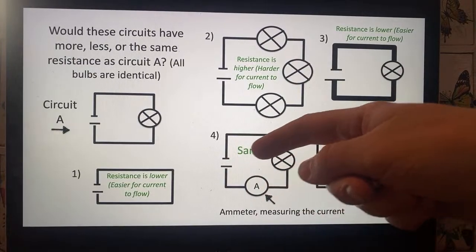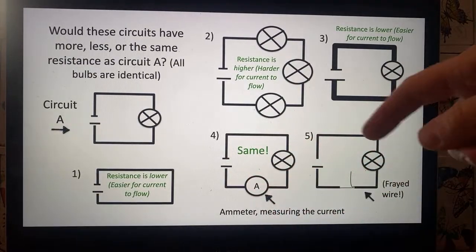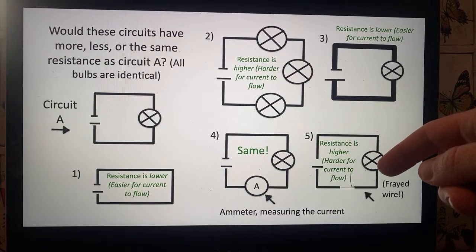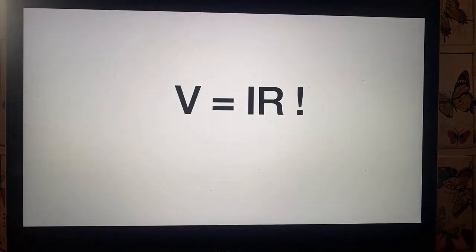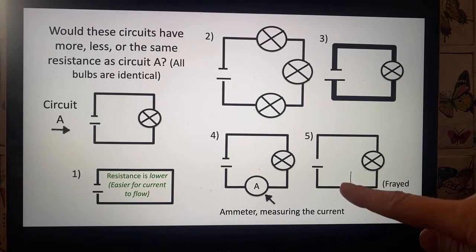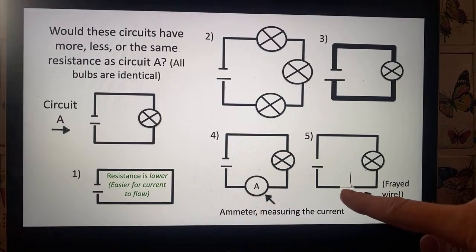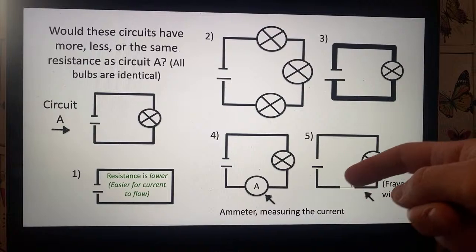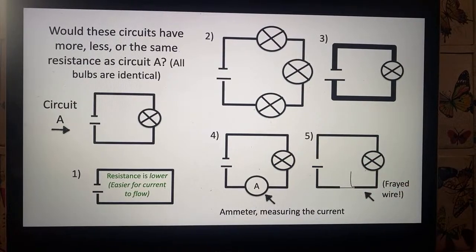If they had a high resistance, not much current would be able to flow. And number 5, the resistance is higher. It's much harder for the current to flow. Because it's a very, very thin wire, right? So the cross-sectional area of that bit is very, very small. So that gives the whole circuit a much, much higher resistance.